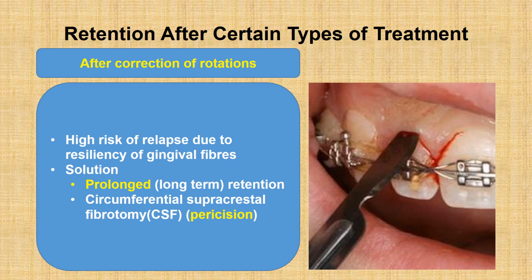Now, retention after certain types of treatment. Now, after correction of rotation, there is a high risk of relapse due to resiliency of gingival fibers. Now, the solution is to provide retention on a long term or prolonged basis, and to aid the reorganization and readaptation of the supracrestal fibers, circumferential supracrestal fibrotomy, also known as pericision, can be carried out.